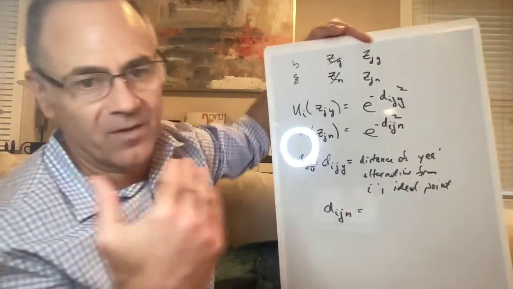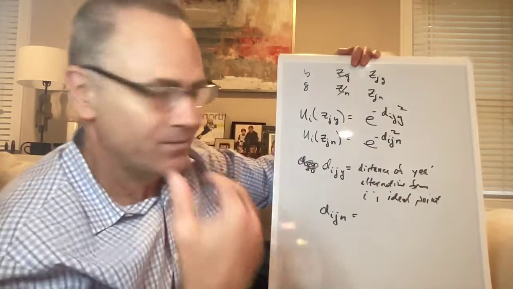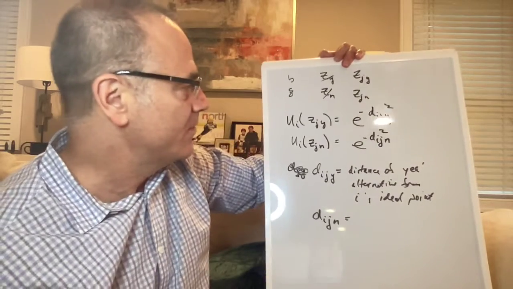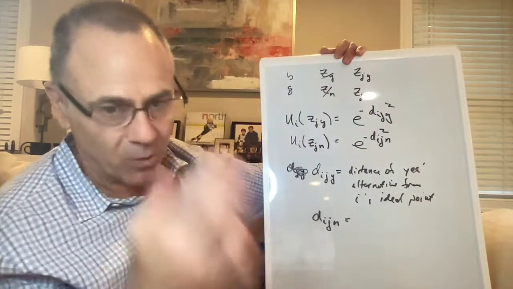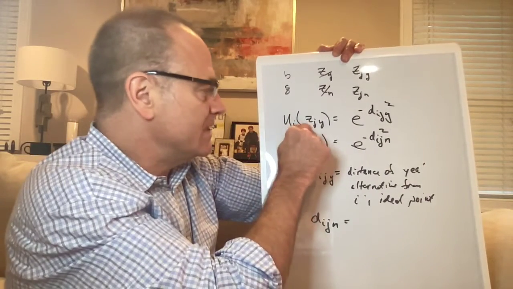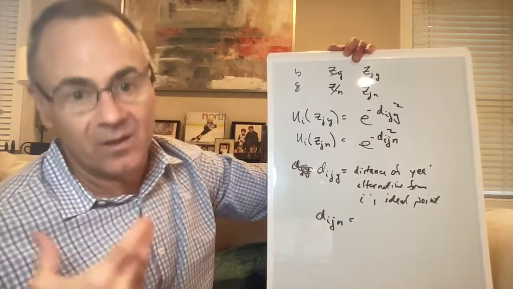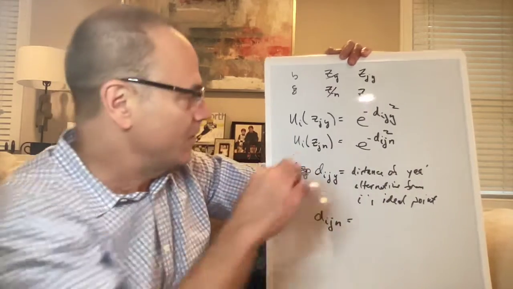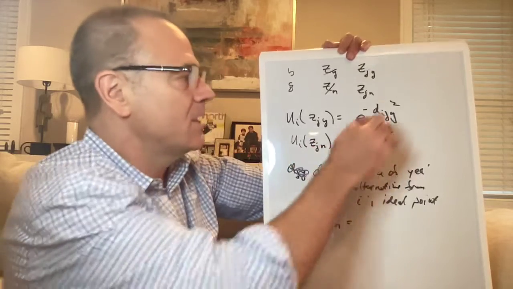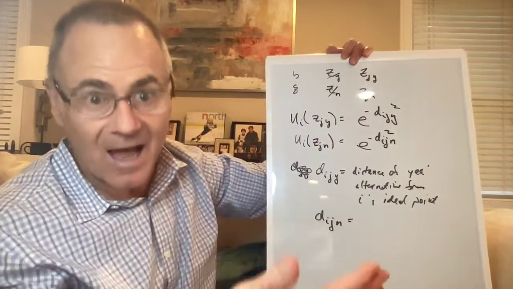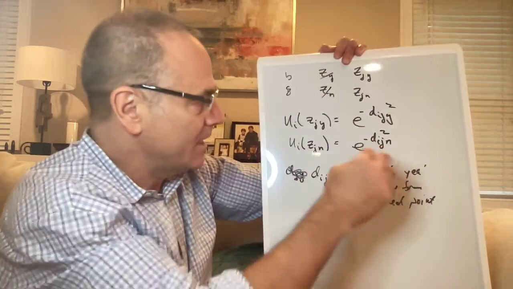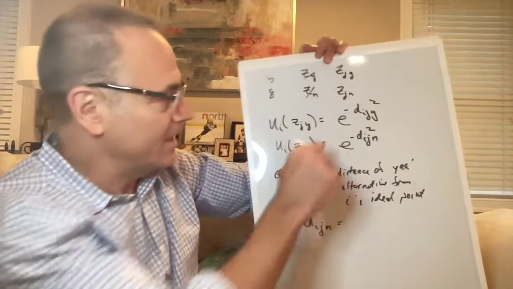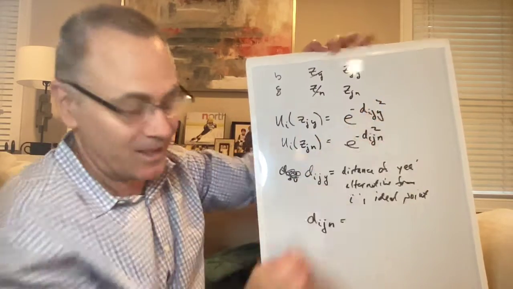So we said if the bill is the yay alternative and Q is the nay alternative, we define their locations, and this is roll call J, as ZJY and ZJN. Then we define the distance of those bill locations from person I's ideal point, that's DIJY and DIJN. The utility is E to that. Okay, so let's put them together now.